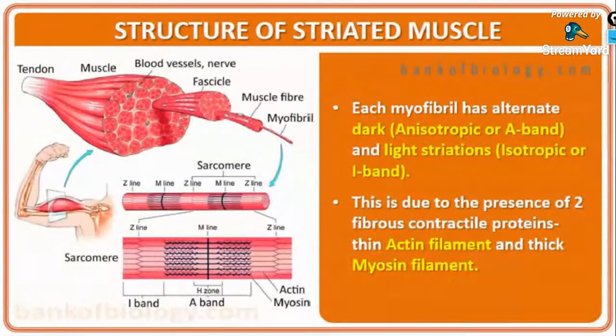Once again, I am repeating the same thing. Myofibrils or myofilaments have alternate dark and light striations: anisotropic A band or dark band, and isotropic or I band for the light striations. This is due to the presence of two fibrous contractile proteins, the thin actin filaments and the thick myosin filaments. Guys, this is very important. Actin filament is thin and myosin filament is thick. So the thin filament is actin and the thick filament is myosin.